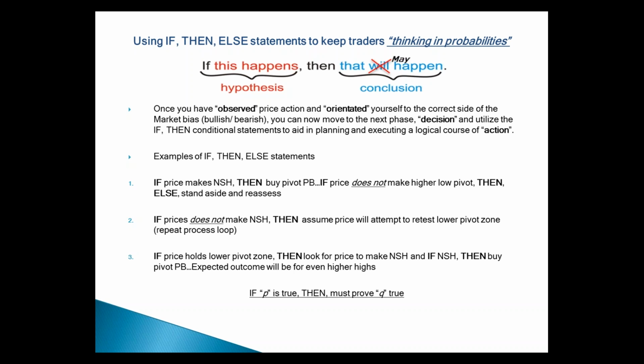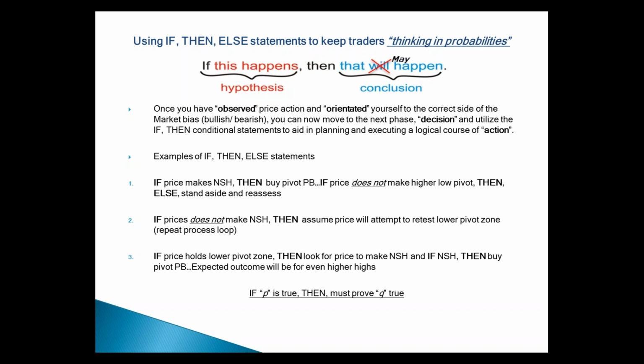And then our third example, if price holds the lower pivot zone, then look for price to make a new swing high. If price makes a new swing high, then we want to buy that first pullback, and then our expected outcome will be even further higher highs. You see how we're structuring our thought process, right?